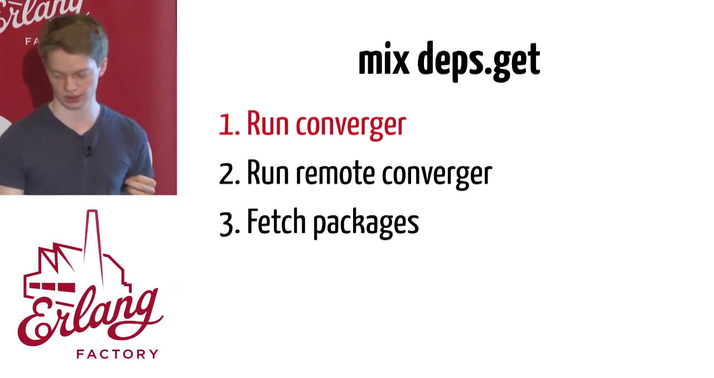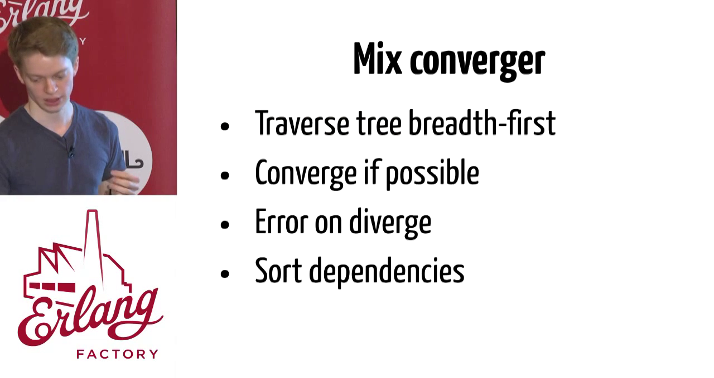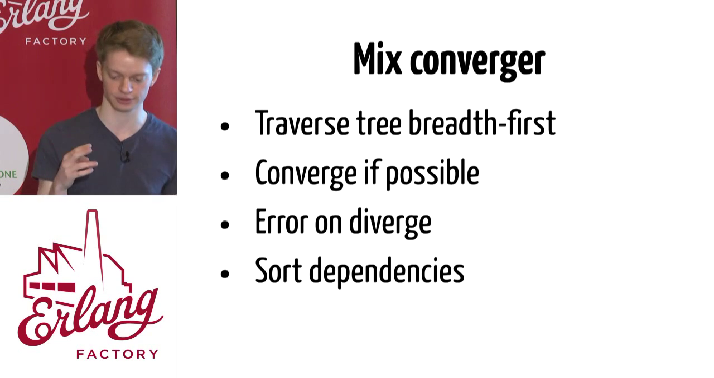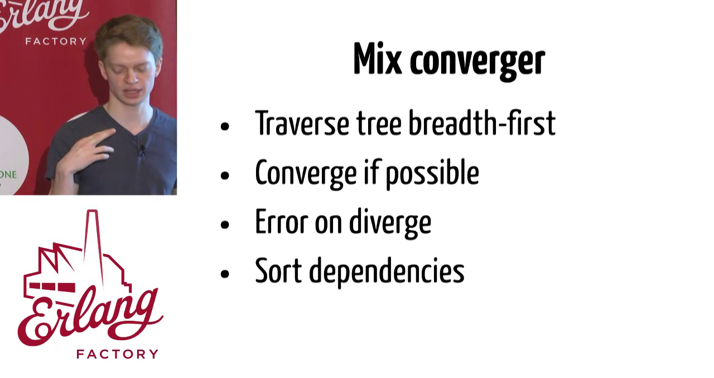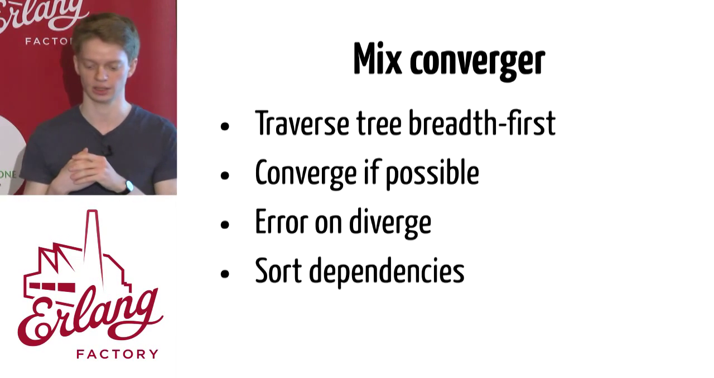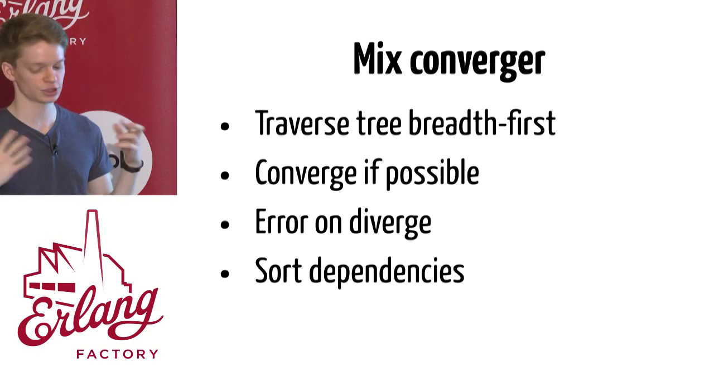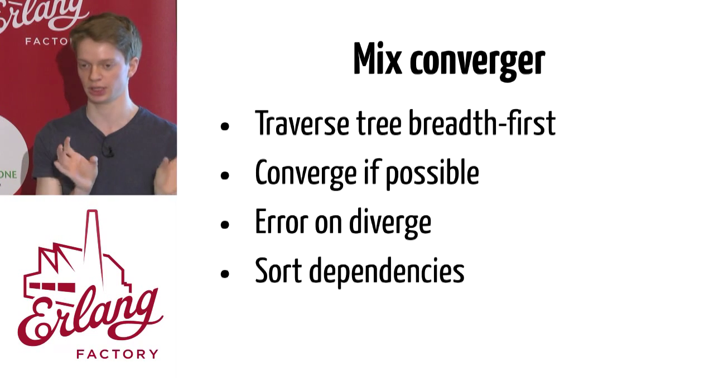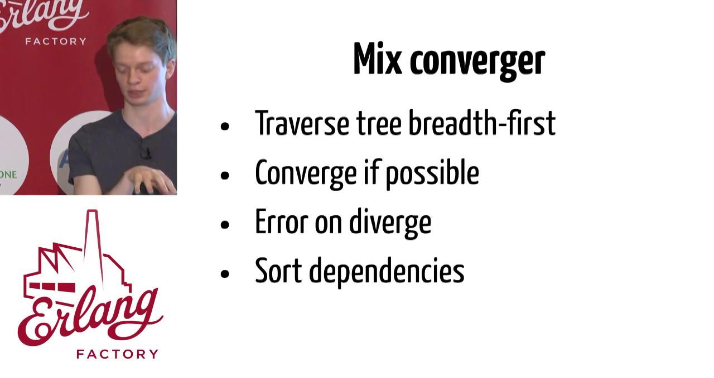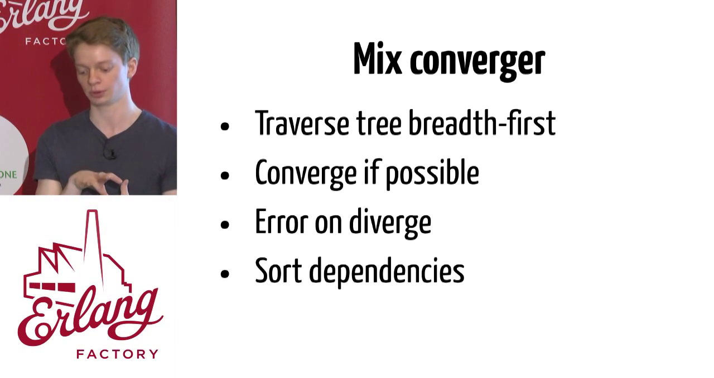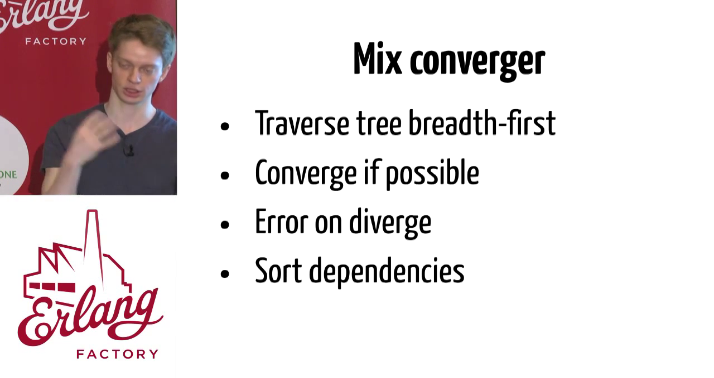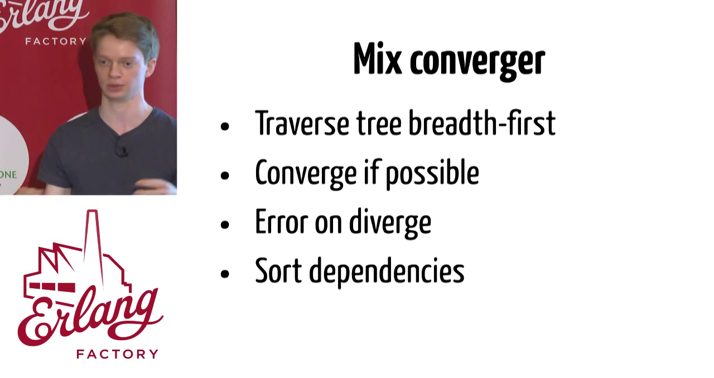So the first thing we do is run the converter. And the converter traverses your dependency tree in a breadth-first fashion. As it is traversing, it is converging dependencies. And converging a dependency means that we see if they have the same application name. So then we know that we need to convert them into a single application. And we also do checks like see if they have the same SCM, so that if they both use Git, they both need to point to the same Git repository, they need to have the same branch or tag or reference.